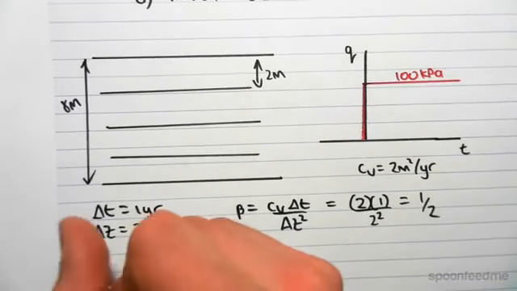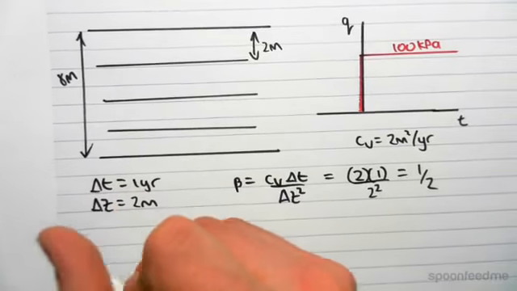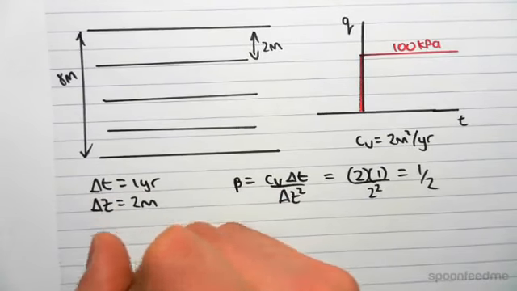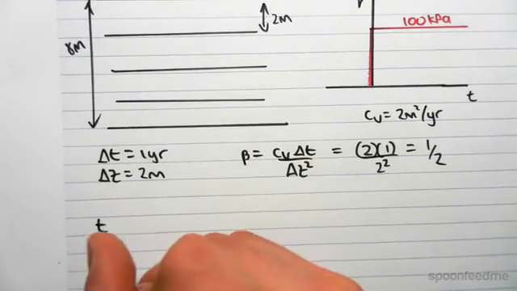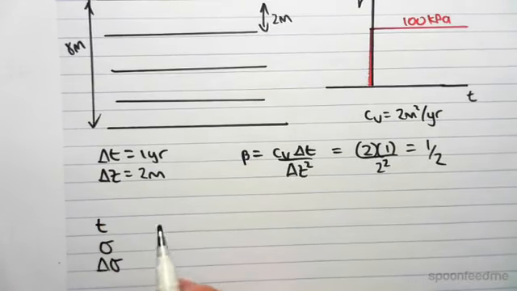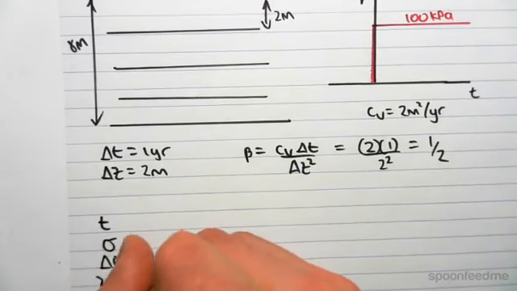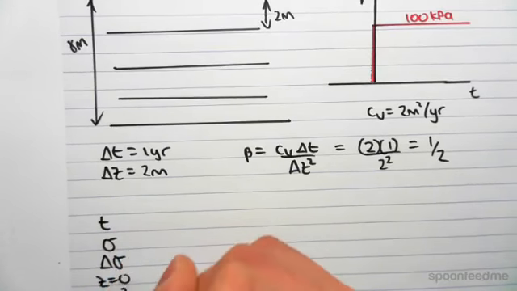So now we'd come and draw up our table. So we have time, sigma or Q or P, it's just the pressure, the applied load at any time, the change in stress from each increment of time, and then we would divide our layer by 2.